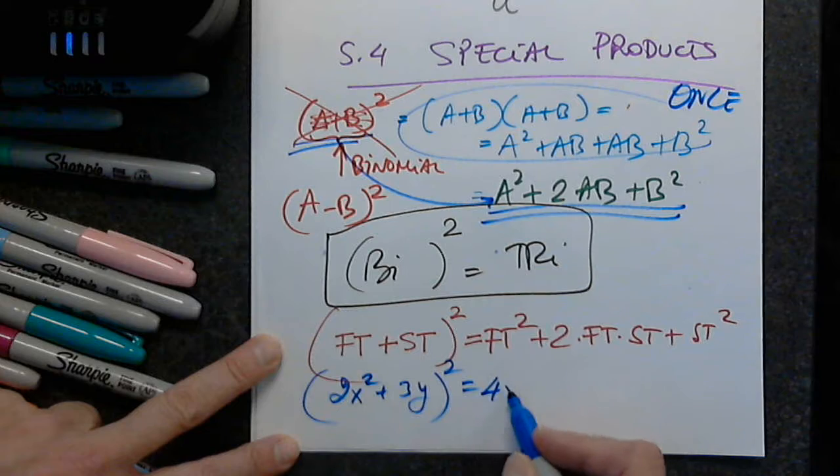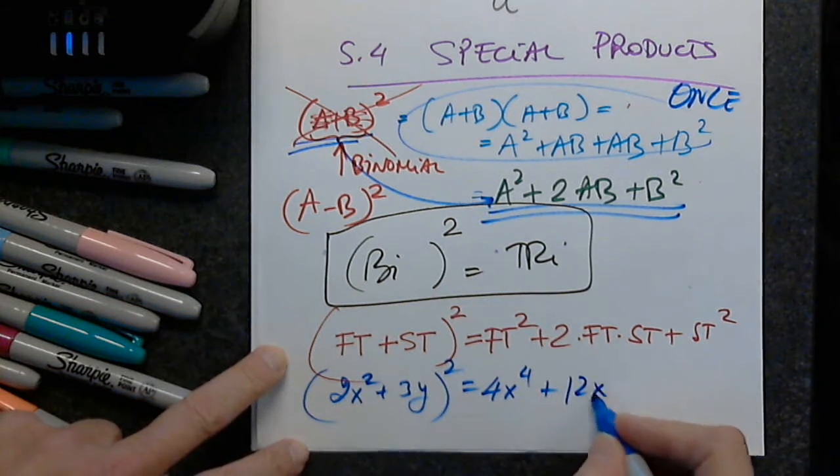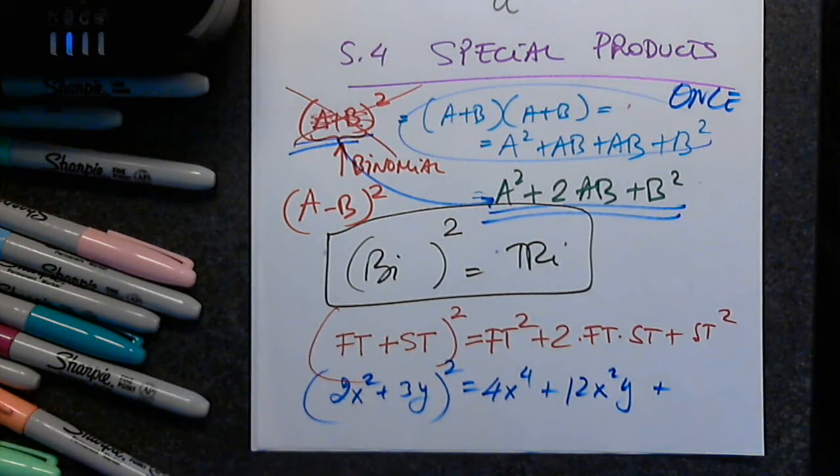Where's 4? Awesome. Plus 2 times 2 times 3. 2 times 2 times 3. 2 times 2 is 12. Yes, times x squared times y. 12x squared y plus second term squared.